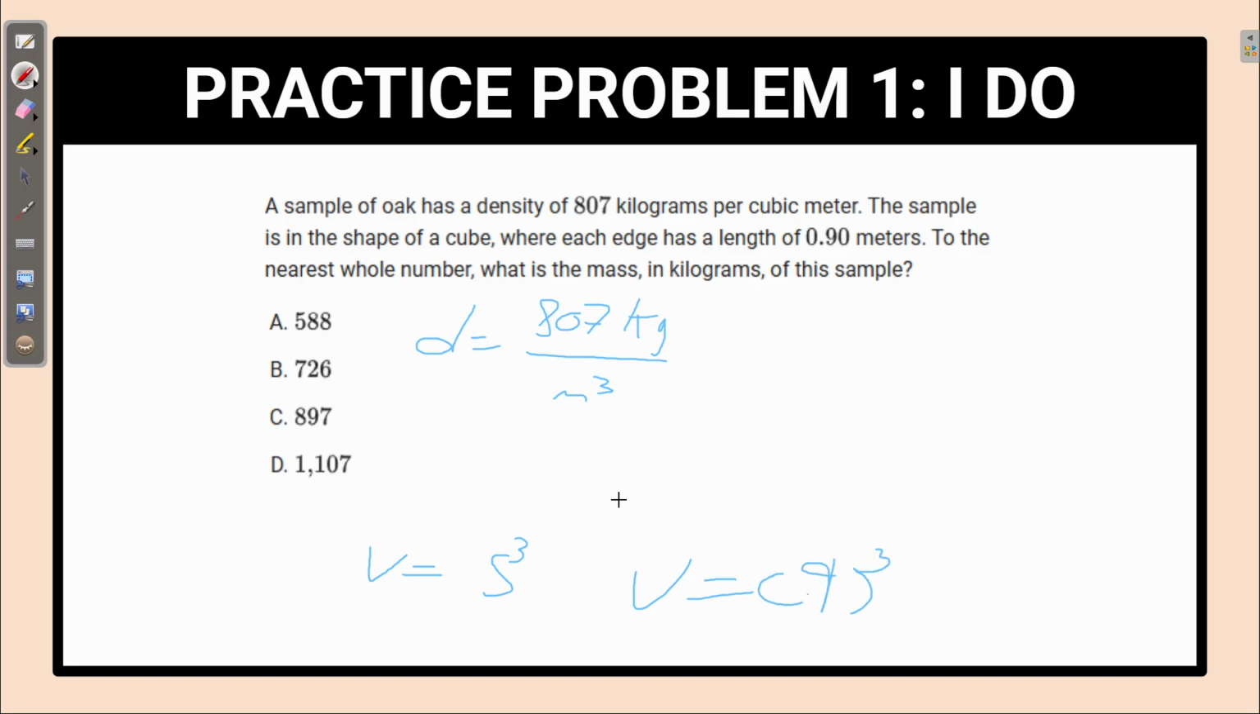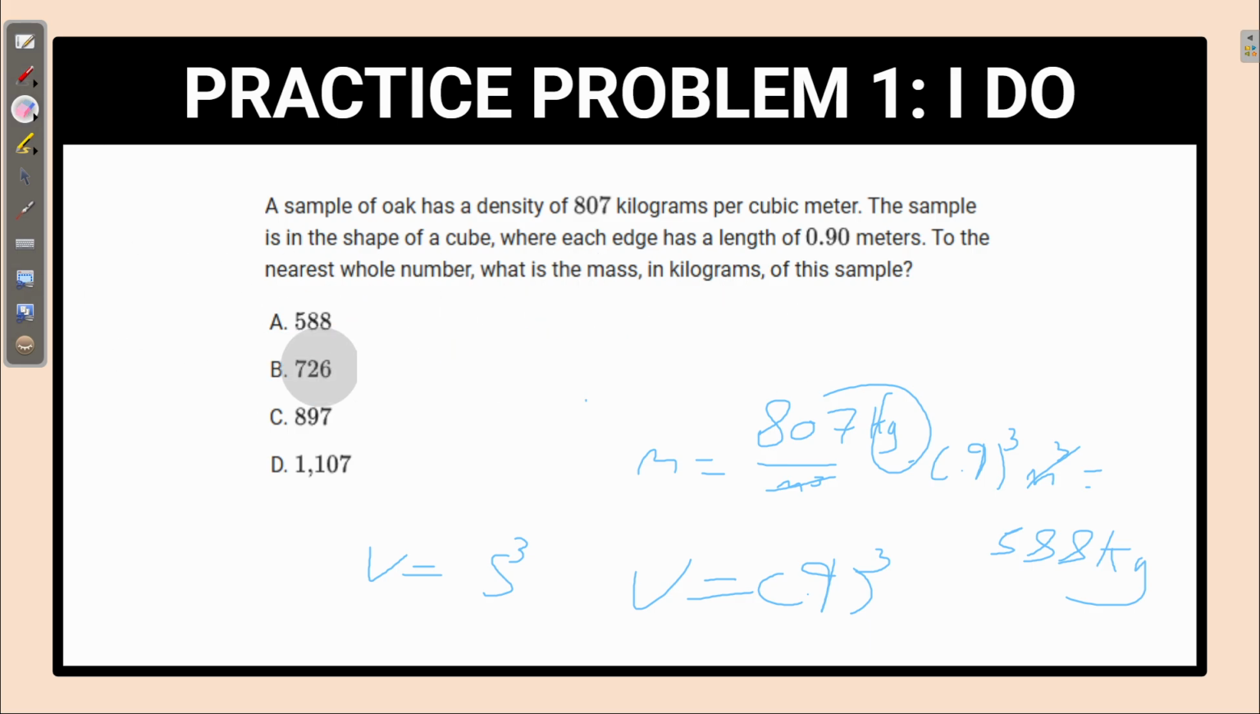So the mass here for our example is going to be mass equals 807 kilograms over meters cubed times 0.9 cubed meters cubed. Now what does that result in? Well, let me do it on my calculator, 588.3, so we'll just say 588 kilograms. And you can see that when you do it like this, the meters cubed cross out and only the kilograms is left. So our answer is going to be A here.